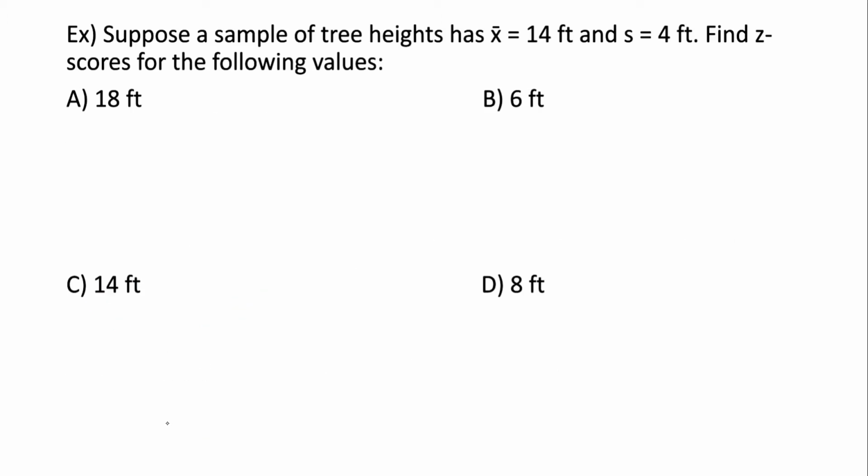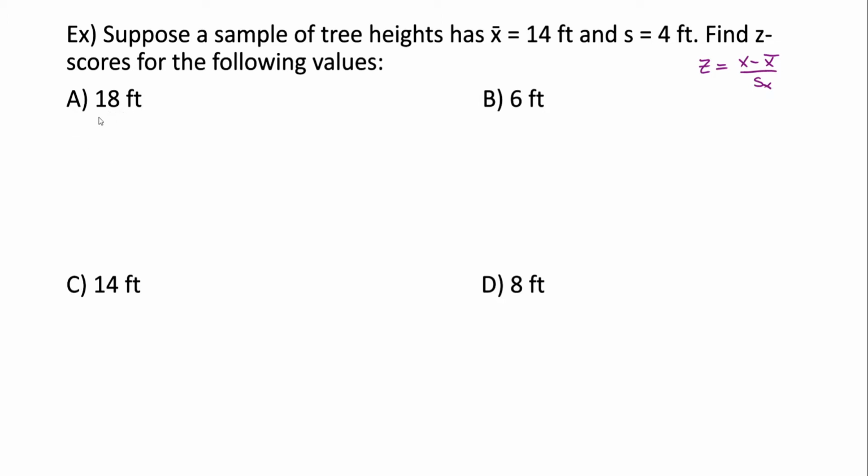Now let's look at an example. Suppose a sample of tree heights has a sample mean of 14 feet and sample standard deviation of 4 feet. Find z-scores for the following values. First, we'll write down our formula over here just to keep track of it, and then we'll plug in what's necessary and find our z-scores.